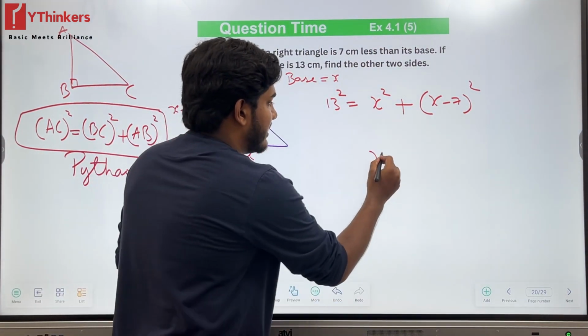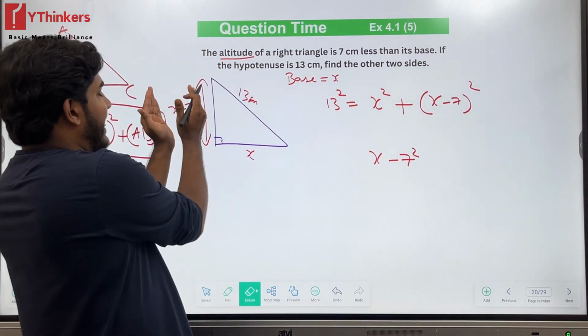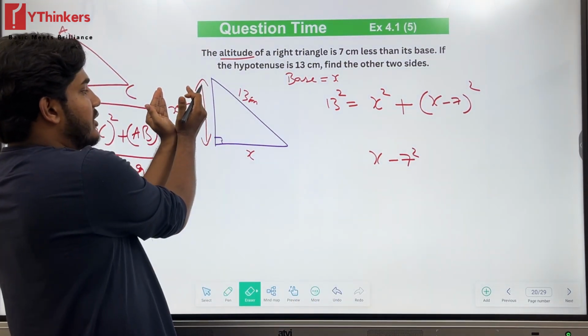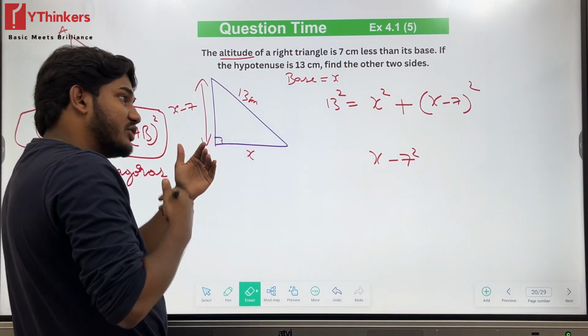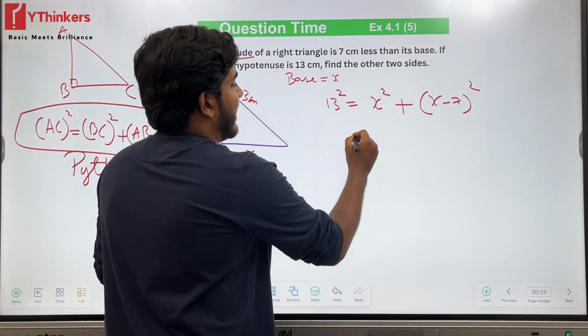Many people just write it like this, x minus 7 square. No, it is the whole square, right? Because the whole altitude value is x minus 7. If you square it, you have to square the whole term. You can't just square only 7. Okay, bracket open karna hai.